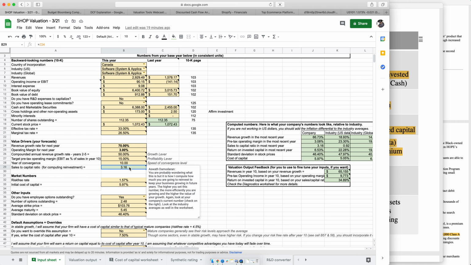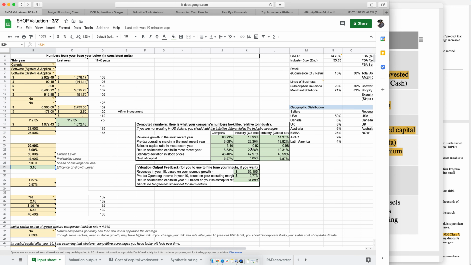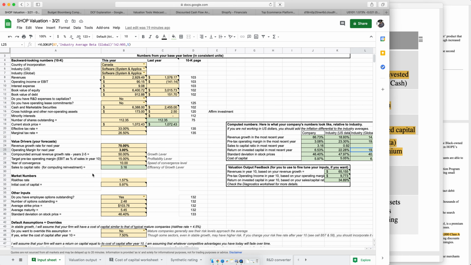It looks like we're at 3.16. Compared to our industry standards, which are closer to 1, it's actually quite good. A 1 means that for every dollar of capital you put in, you get slightly less than that back in sales, which is actually kind of bad. Anyway, okay, so that's that. I think we're ready to actually look at the output.